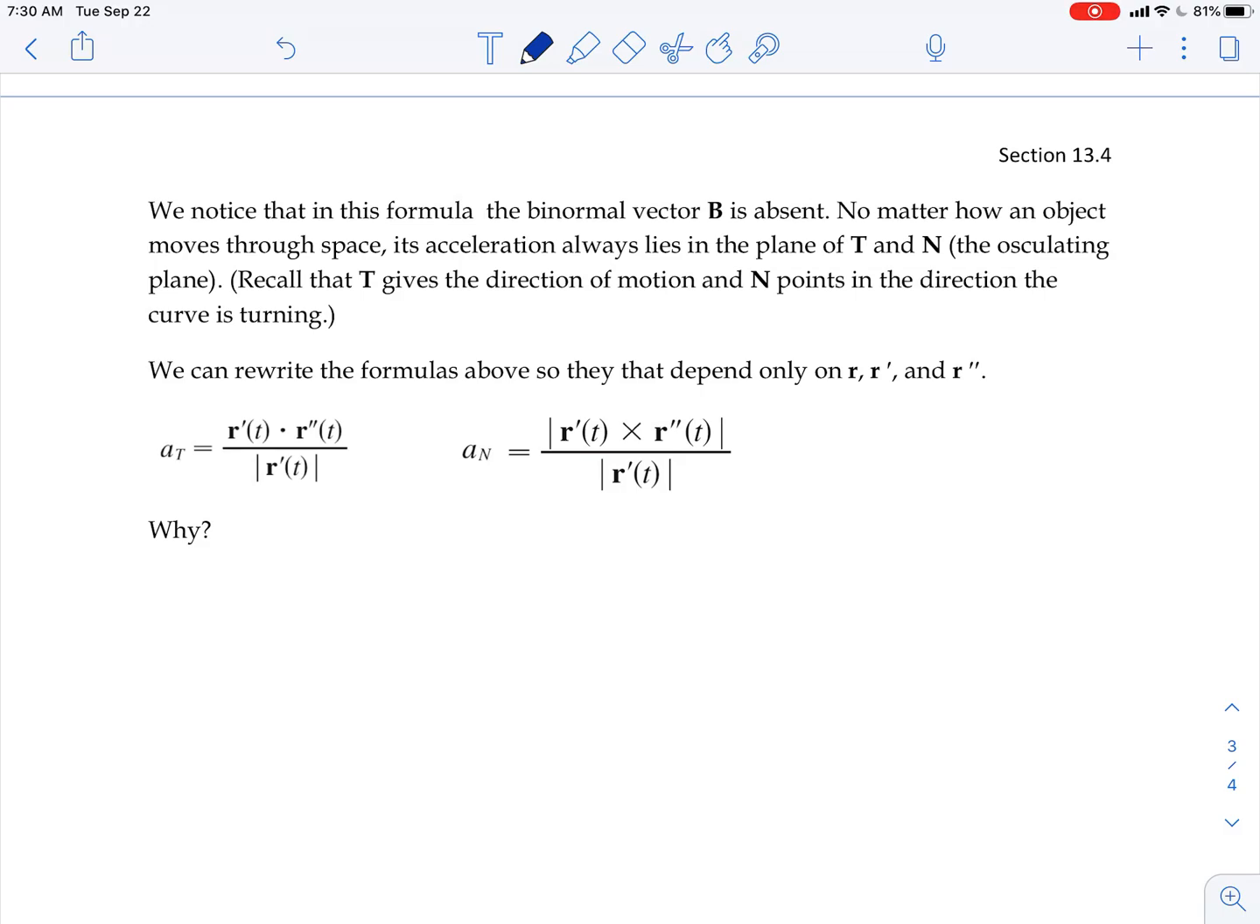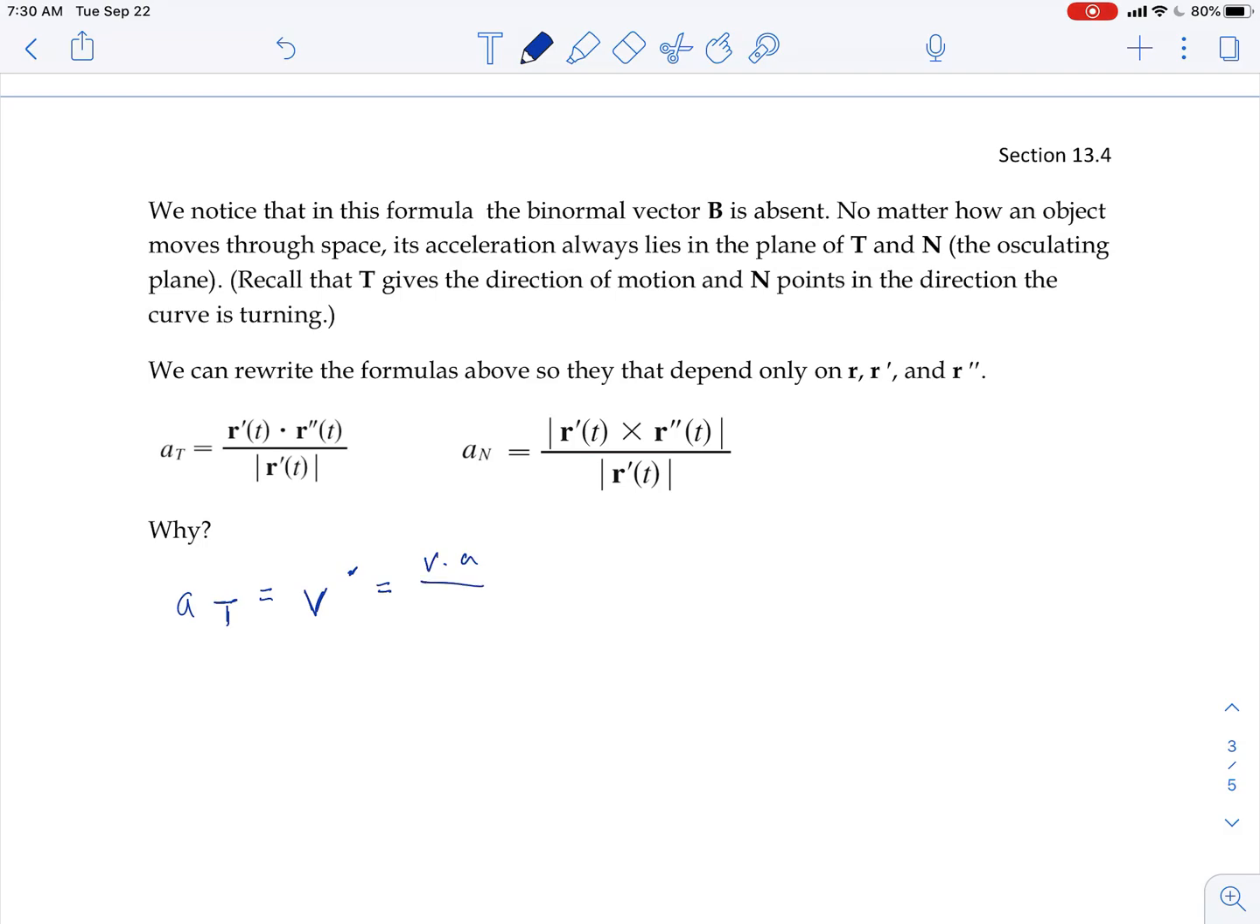So why is that? Well, if you recall what a sub T is, our tangential component is equal to our speed prime, well, that's just going to equal the dot product of v times a, because it's a scalar, right?